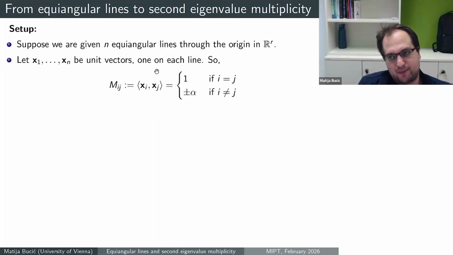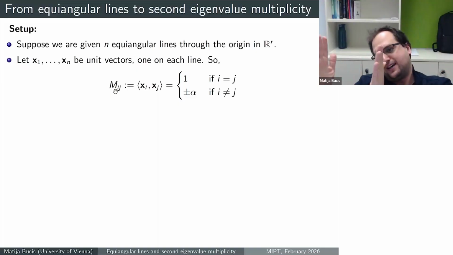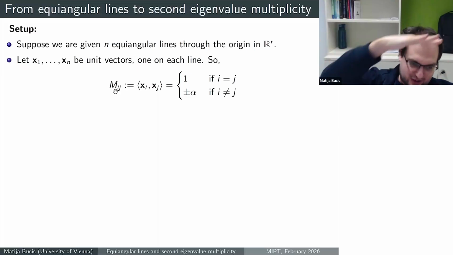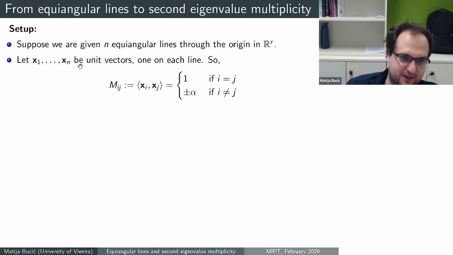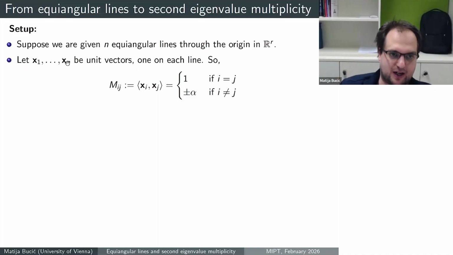Namely, this is an n by n matrix, right? There are n vectors here, so this is n by n dot products that we are encoding in this matrix. But actually, you can write it as just a product of an n by r matrix times an r by n matrix, in which the rows of the first one are just the vectors, and the columns of the second one are exactly our r-dimensional vectors. And you get as the entries the dot products. But the point here is that this is an n by n matrix which has rank at most r, because it's a product of an n by r matrix which has rank at most r.